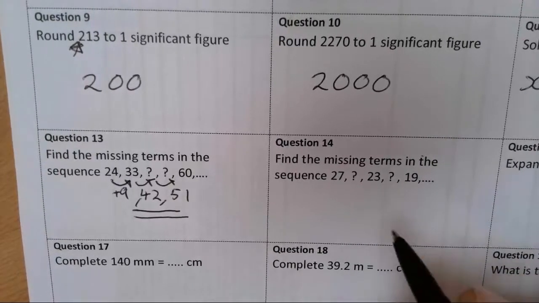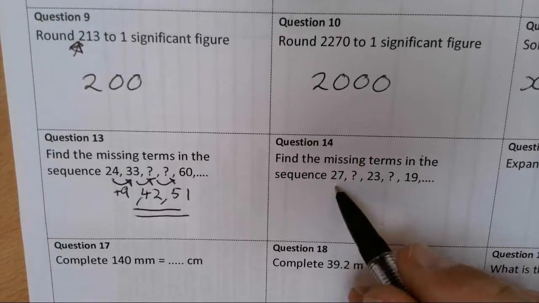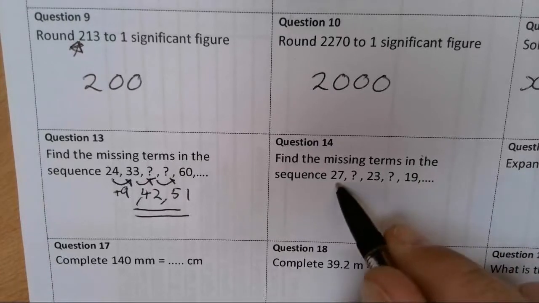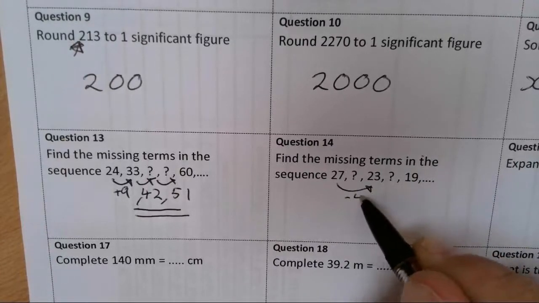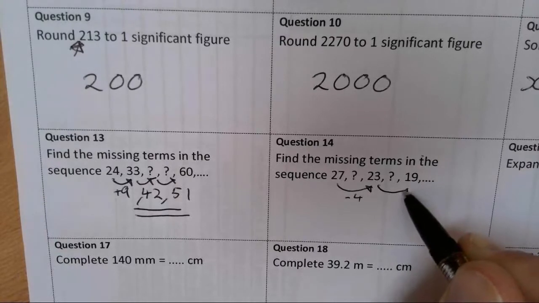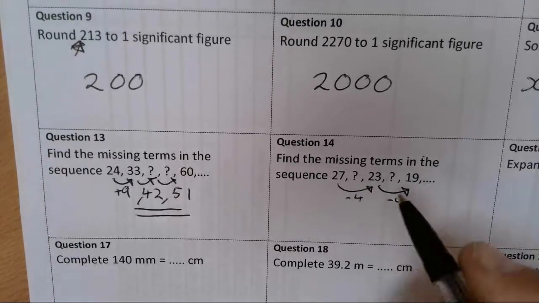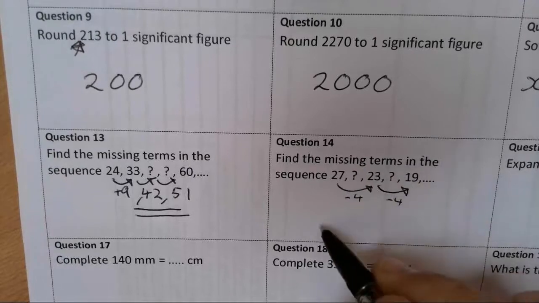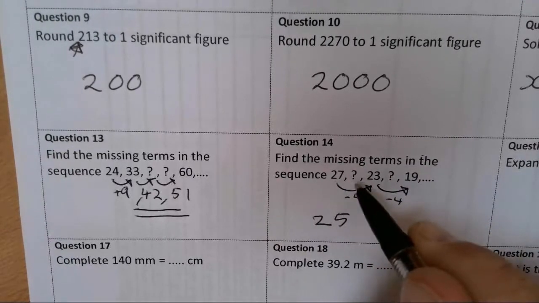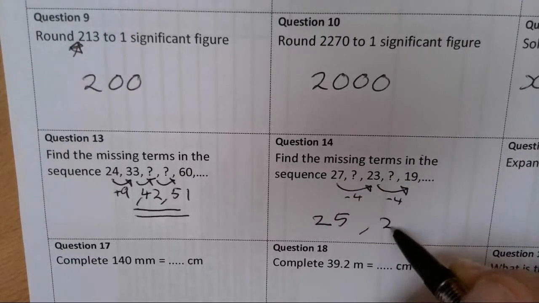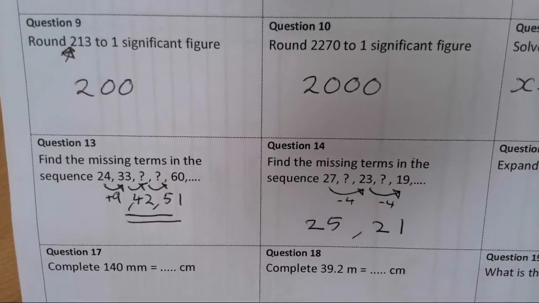Now this one's a little trickier. We go from 27 to 23 to 19, so that's going down 4 there. Now, if it's going down 4 between those two, then it must be going down half as much for each of these. So it would be 27, 25, 23, 21, 19, and so on.